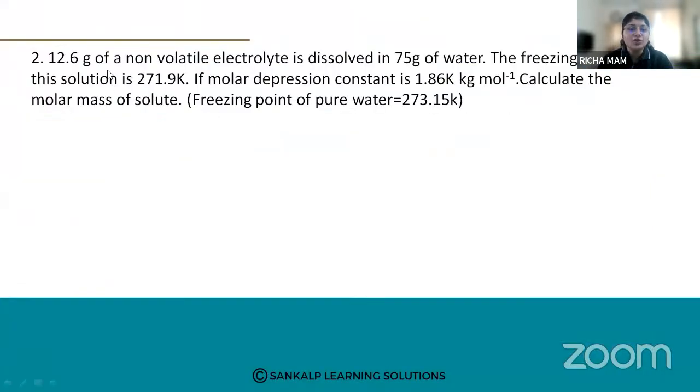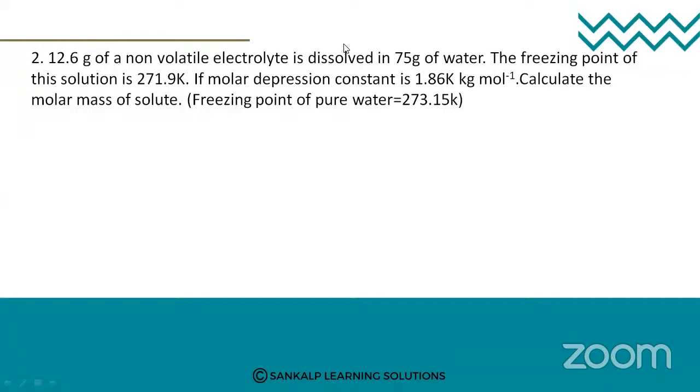12.6 grams of a non-volatile electrolyte is dissolved in 75 grams of water. The freezing point of this solution is 271.9 Kelvin. If the molar depression constant is 1.86 Kelvin kg per mole, calculate the molar mass of the solute. The freezing point of pure water is given as 273.15 Kelvin. So this is the problem.